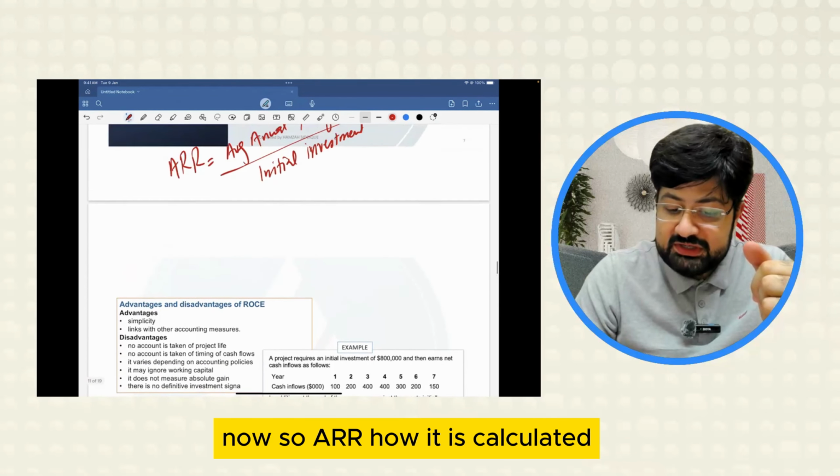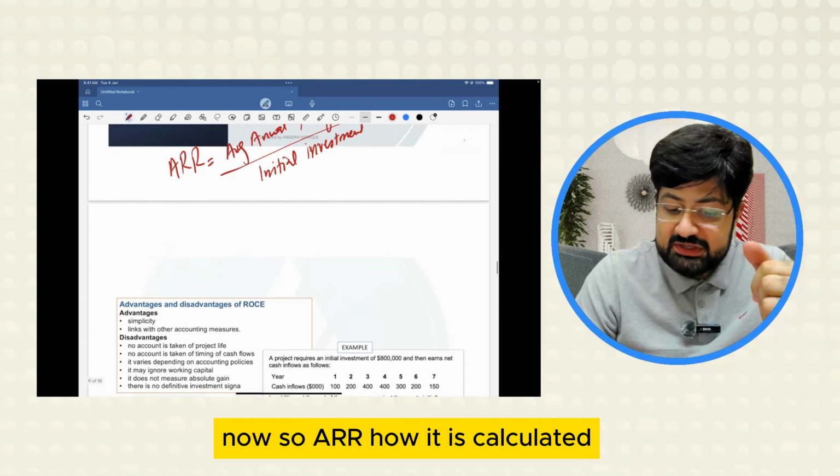Initially, this is the value 800 when the investment is started. At the end, the scrap value is 100. It means initially the value was 800 and at the end of the project it will be only 100. So the difference means it will be depreciated. The difference will be the depreciation. That is the 700 depreciation.